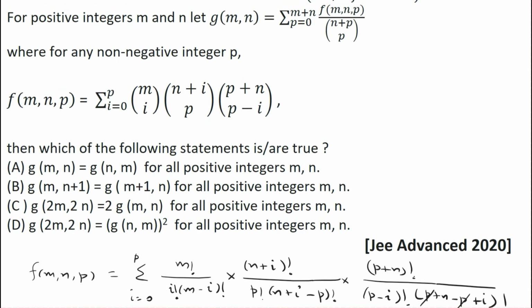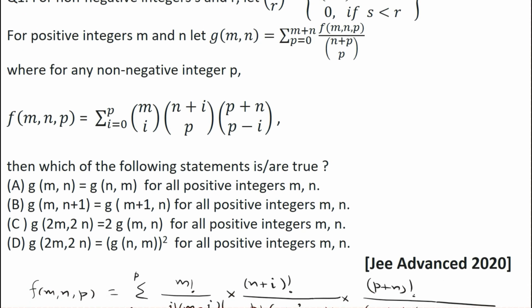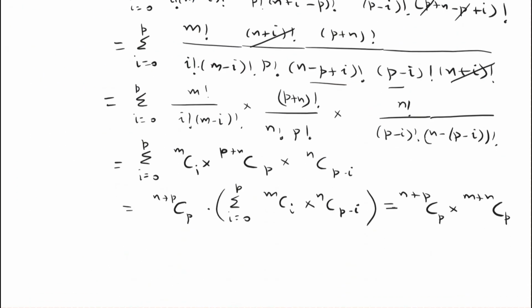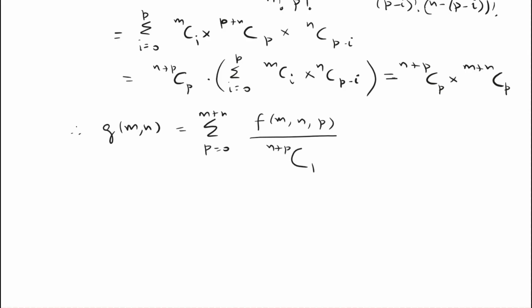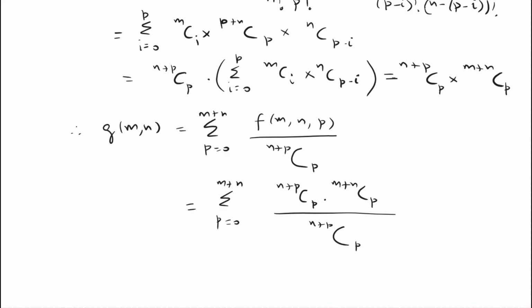So next we have to go for the expression g of m, n as shown in the question. g of m, n can be written as given in the question. So it will be like this. Now in this, the numerator is f of m, n, p, whose value we have already found. So we'll put that value here so as to simplify it. So when you put it in the numerator, you write n plus p C p into m plus n C p. Then you find that the denominator is also n plus p C p, and hence it gets cancelled out. So this factor is gone.